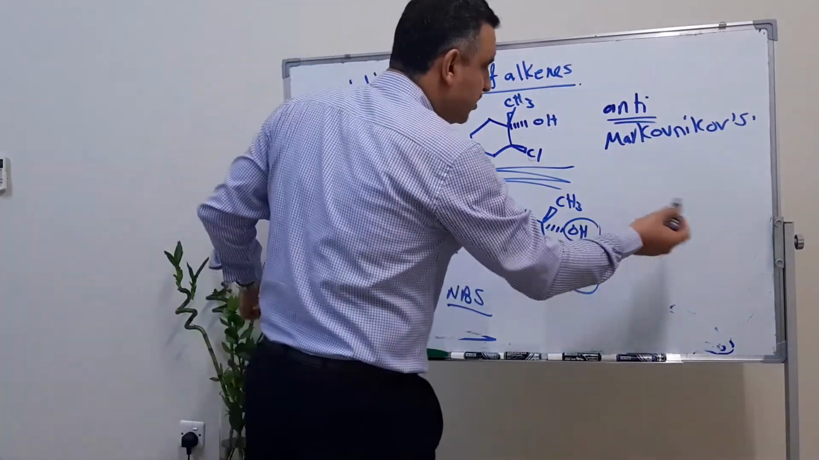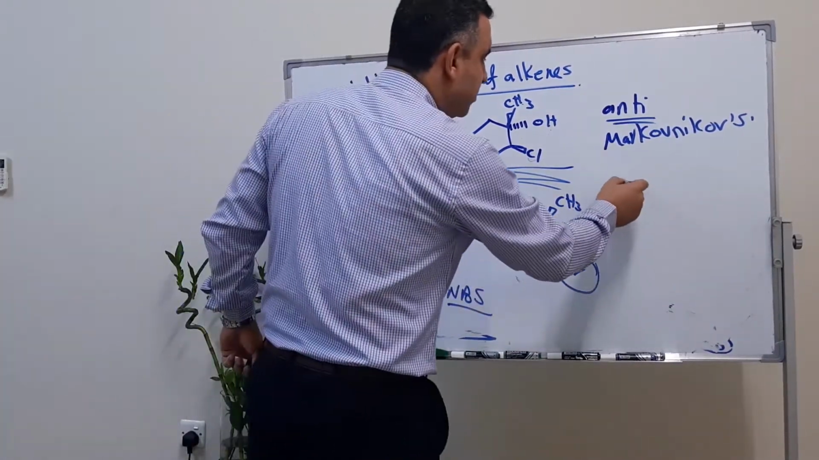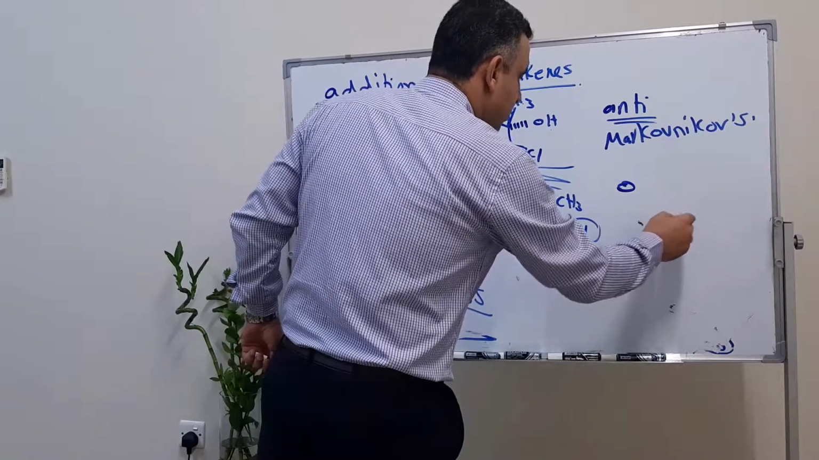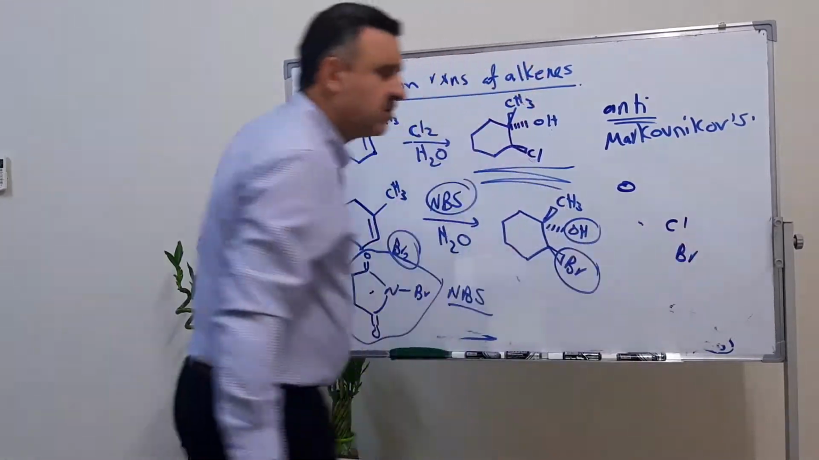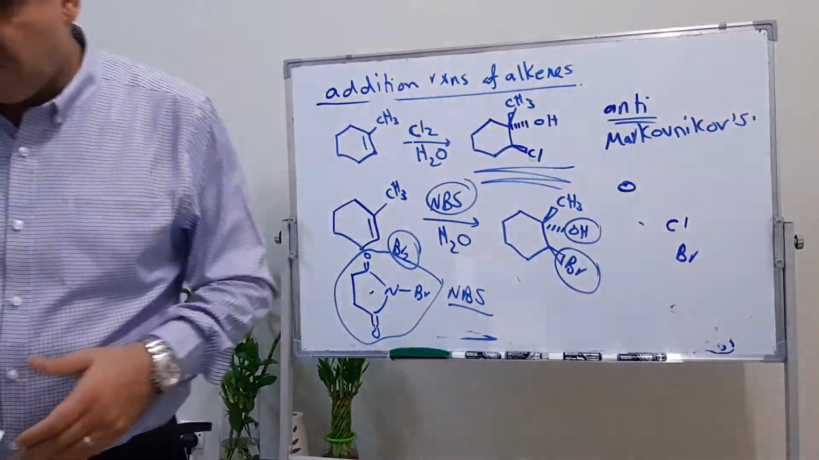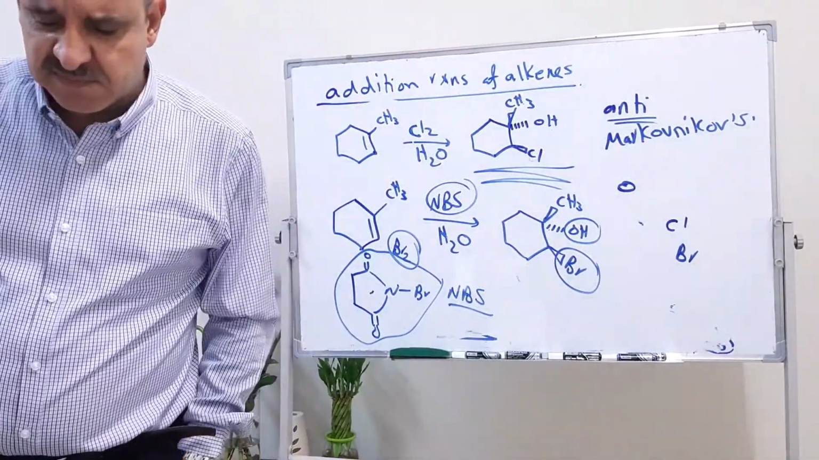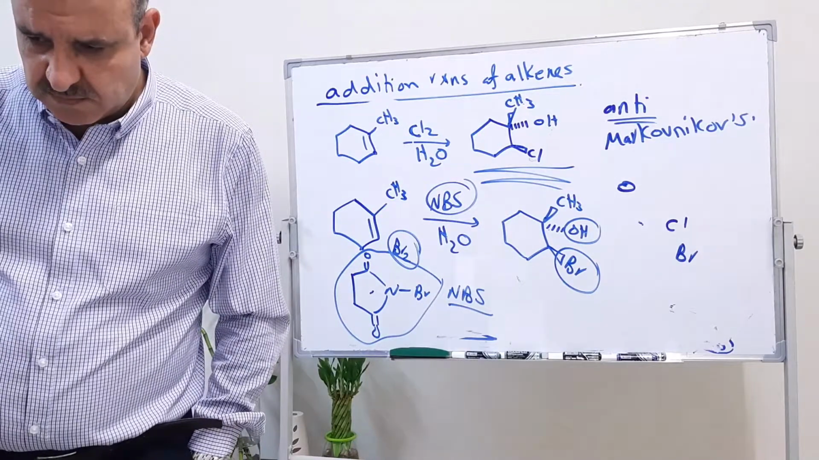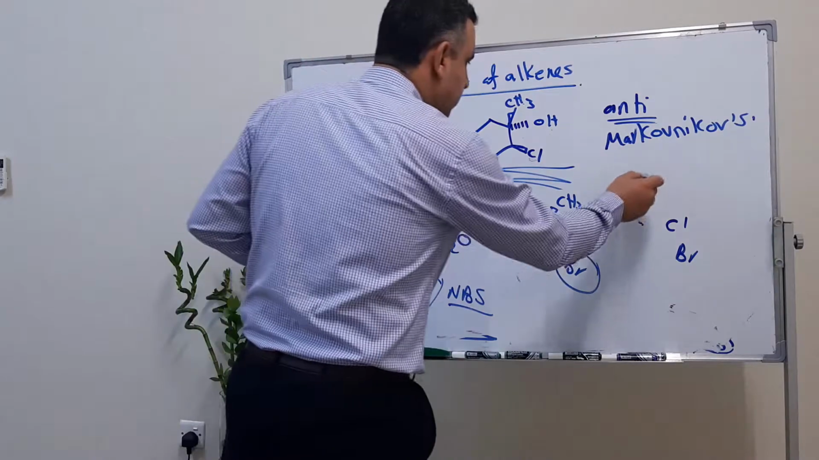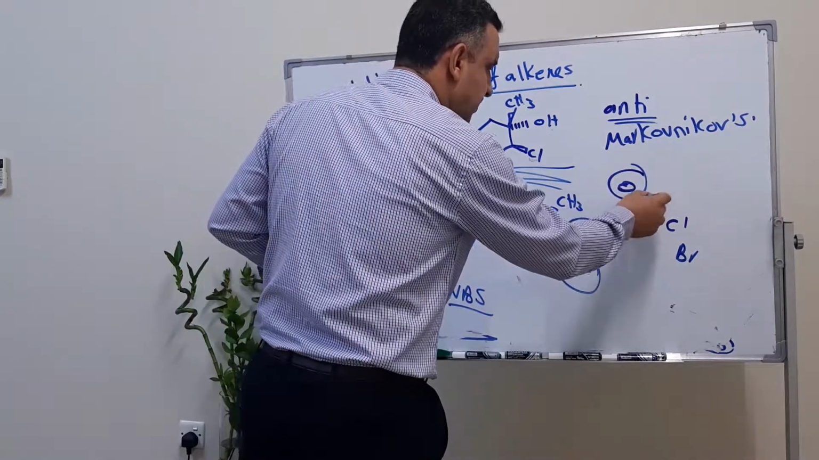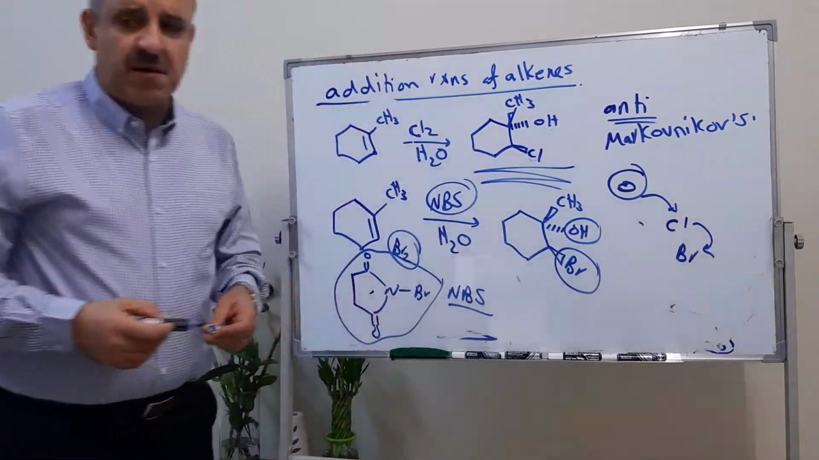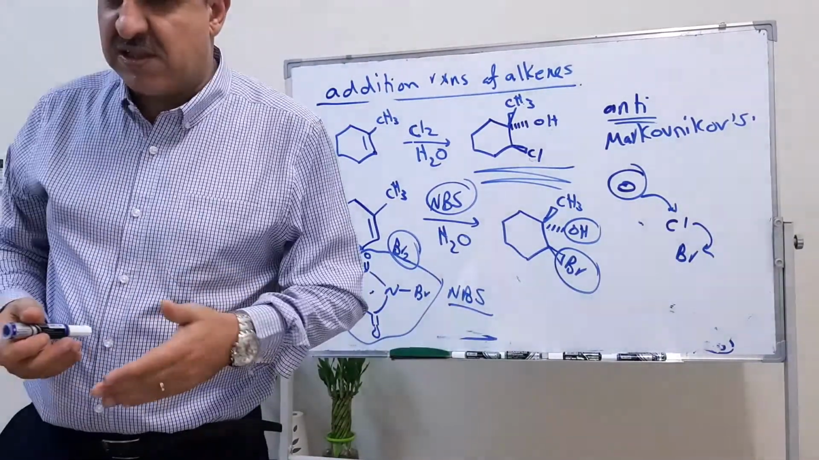For example, which one is more electronegative, oxygen or chlor? Here, chlor or brom, which one is more electronegative? Which atom is more electronegative? Oxygen is more electronegative. The most electronegative atom is oxygen, then chlor, then brom. You can check the numbers in your table. You will find it like so.